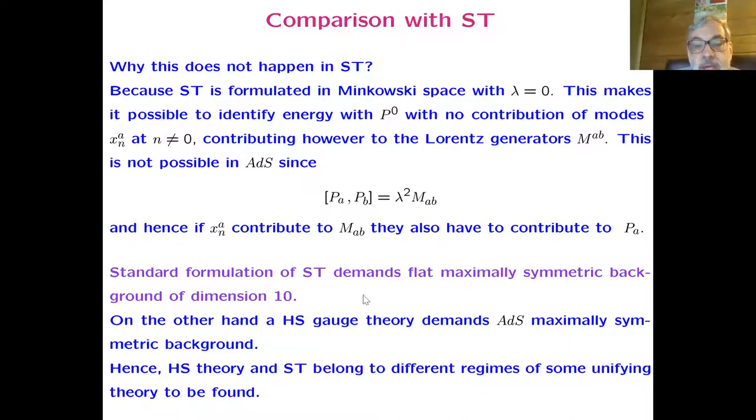On the other hand, higher spin theory, as we know, demands anti-de Sitter maximally symmetric space. And so we arrive at the conclusion that most likely there are two different regimes in some hopefully unified theory that unifies both of them, such that one is more appropriate to string theory, another to higher spin theory. The important difference is because of the possible geometry, and this issue that we should find something that is more general than both of them. So this is where we are. And as I said, for a long time it was not possible to do that. So I'll now try to explain the way out of this problem.